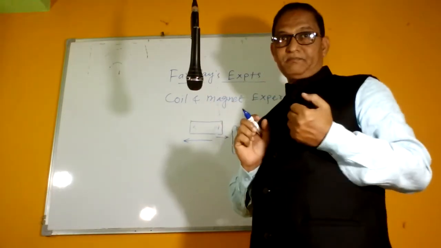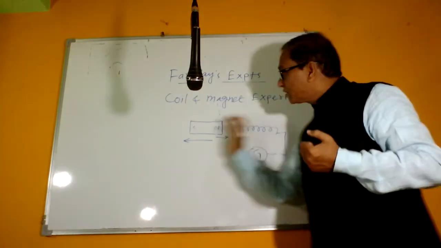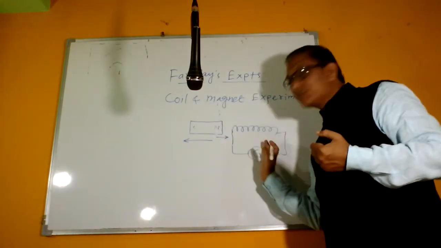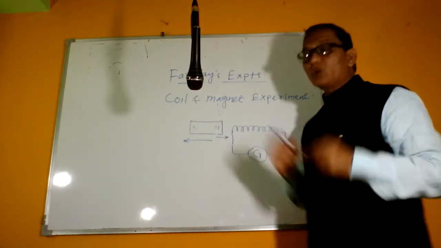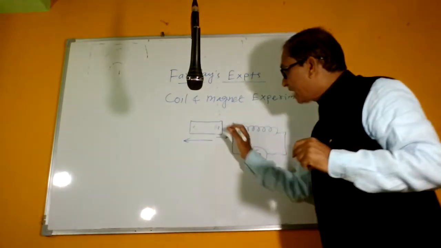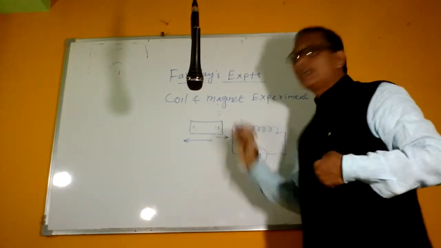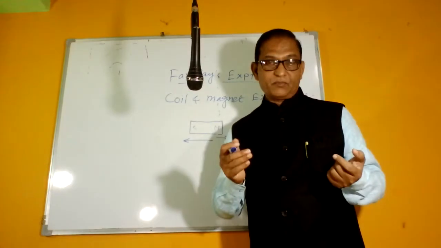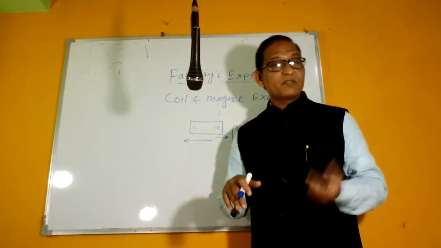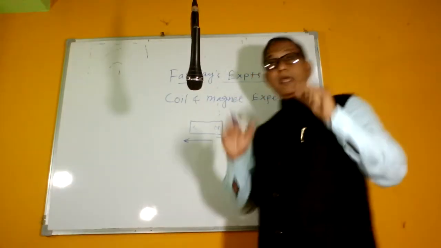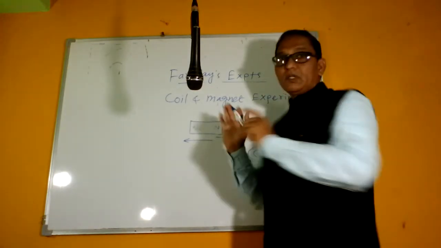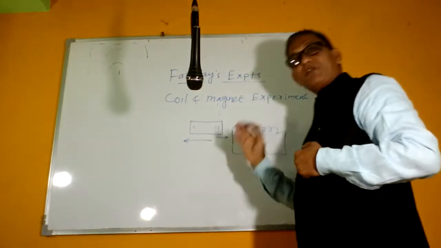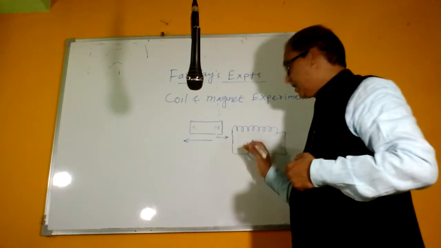If we move this coil towards the magnet, we will get deflection to one side. On the other hand, if we move this coil away from the magnet, we will get the deflection in the galvanometer, but in the opposite direction as that of the first one. If both are kept stationary, we will not find any type of deflection in the galvanometer.